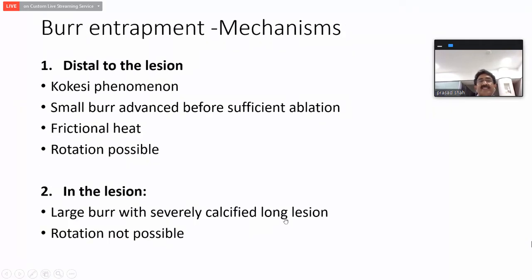We know the two mechanisms. It could be either distal to the lesion because of the Pokesis phenomenon, where there's a small burr that is pushed, and because of the frictional heat, it advances, but it then cannot come back. In these situations, you can still rotate the burr. The second would be where there is an entrapment in the lesion. It's a large burr where it's severely calcified, wherein you cannot rotate the burr.